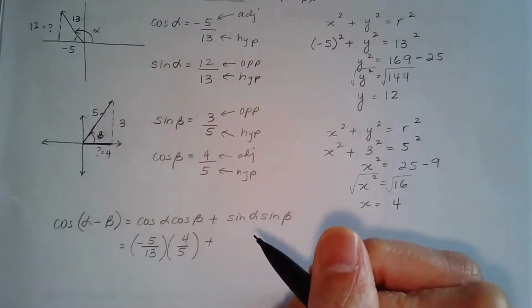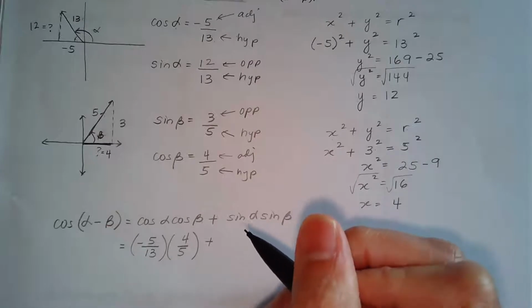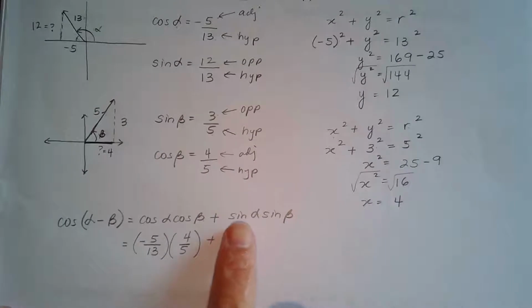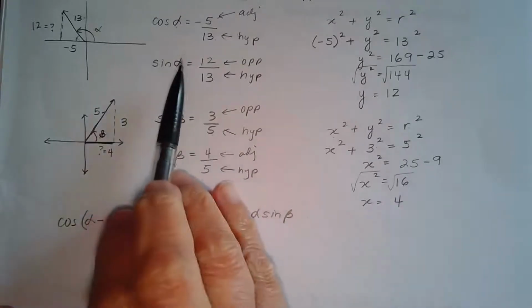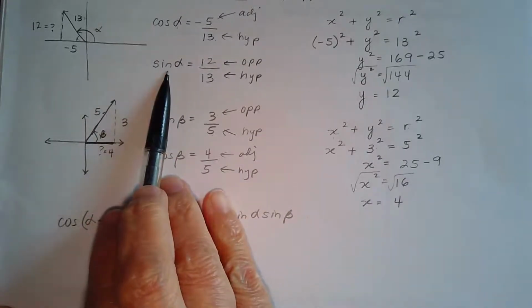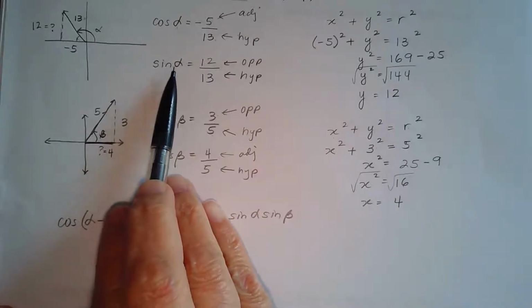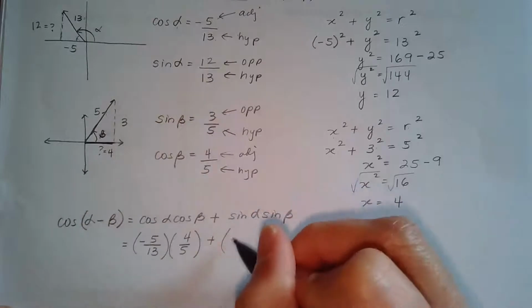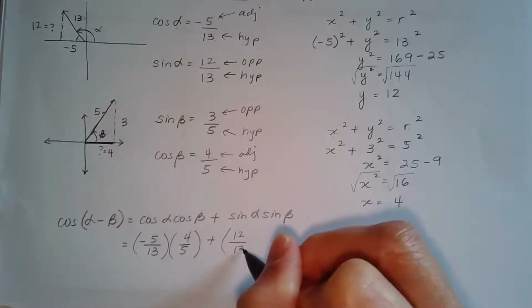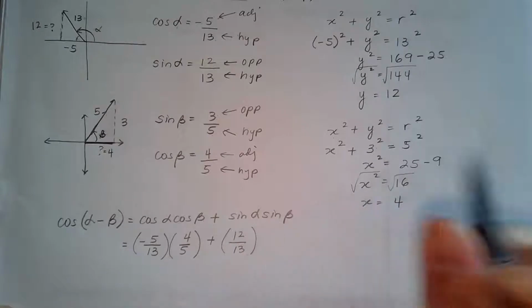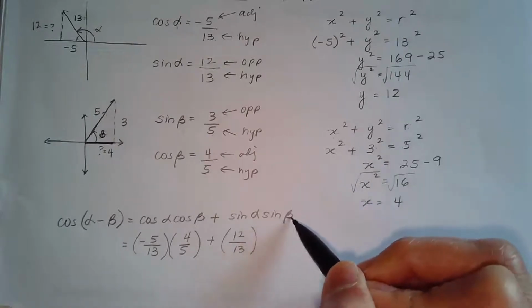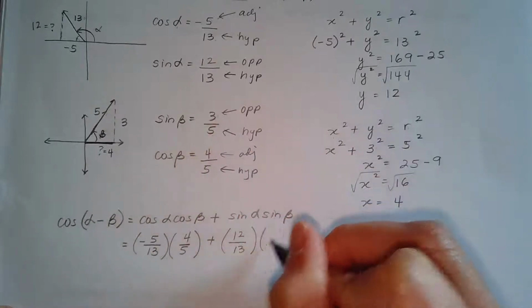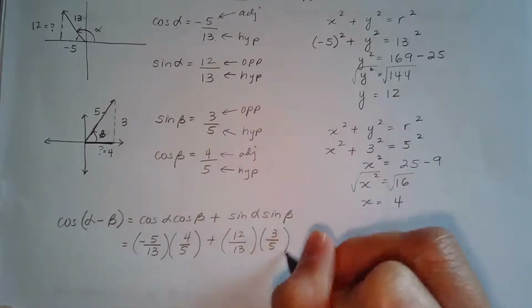Plus, okay, now let's take a look at sine alpha. Look at this part here. That's the one that we figured out at the beginning. Sine of alpha is 12/13. And then sine beta is 3/5.